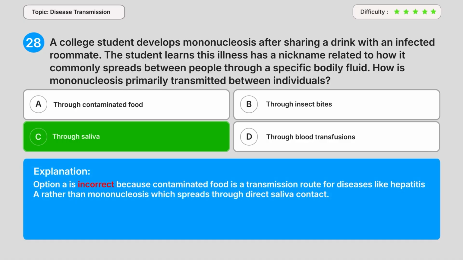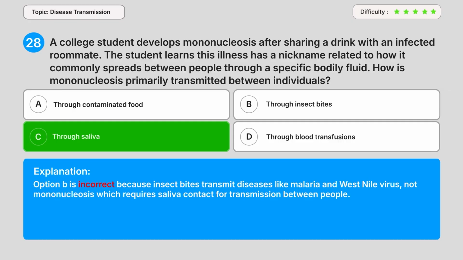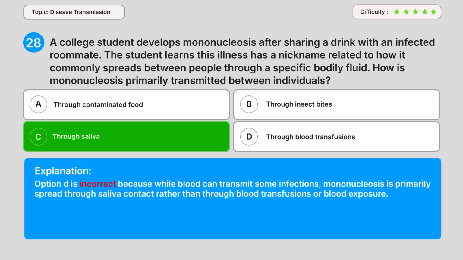Option A is incorrect because contaminated food is a transmission route for diseases like hepatitis A, rather than mononucleosis, which spreads through direct saliva contact. Option B is incorrect because insect bites transmit diseases like malaria and West Nile virus, not mononucleosis, which requires saliva contact for transmission between people. Option D is incorrect because while blood can transmit some infections, mononucleosis is primarily spread through saliva contact rather than through blood transfusions or blood exposure.